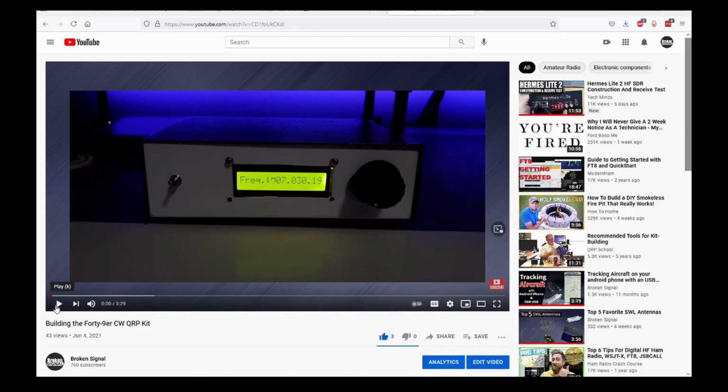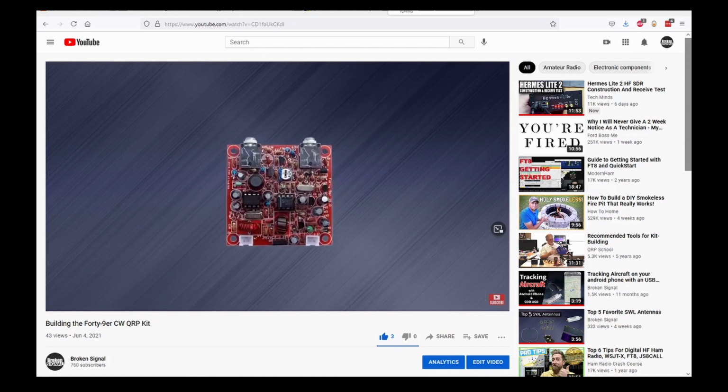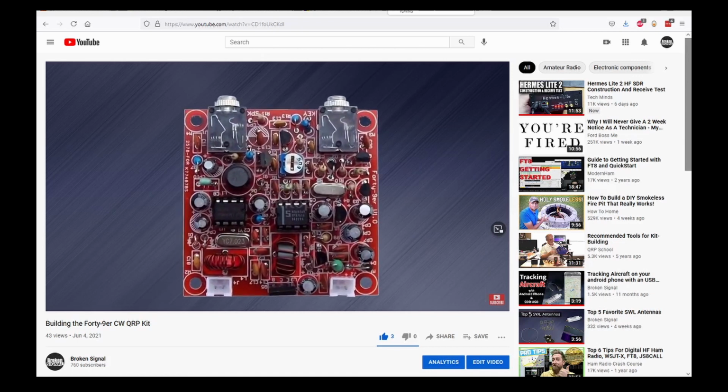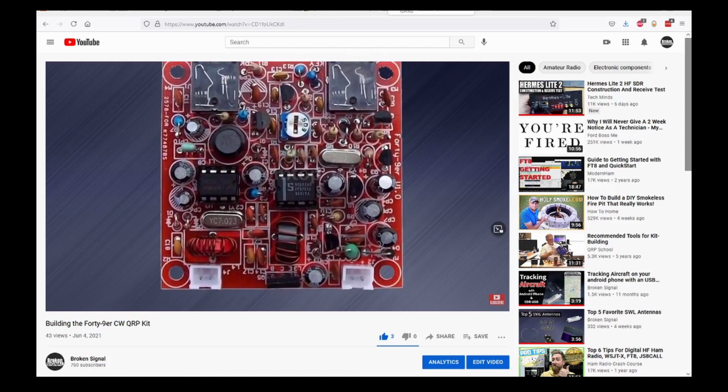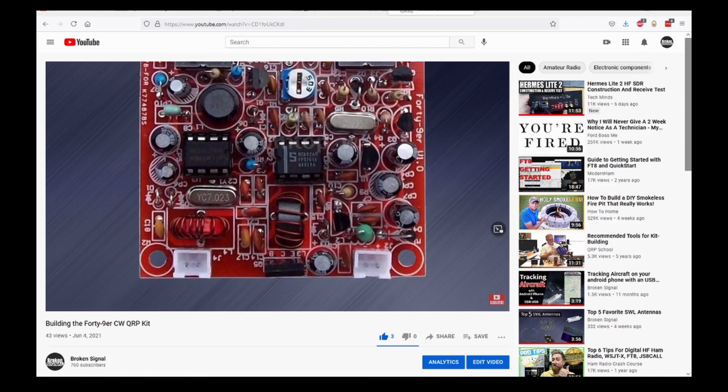On the last episode, I covered building the 49er QRP transceiver. Today, I will show you how I added the IK3OIL FLL VFO and a circuit to allow FLDIGI to key the transceiver, next on Broken Signal.